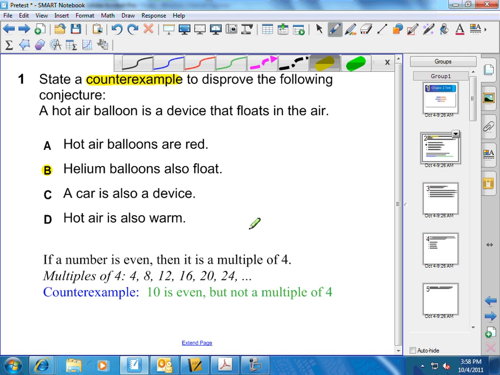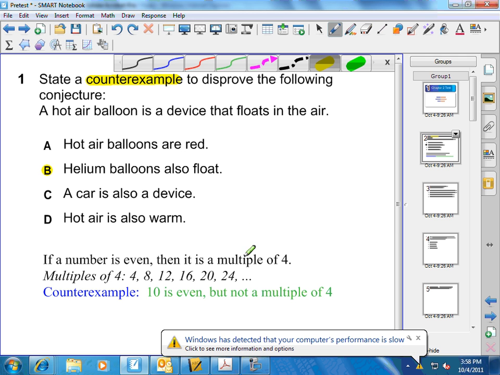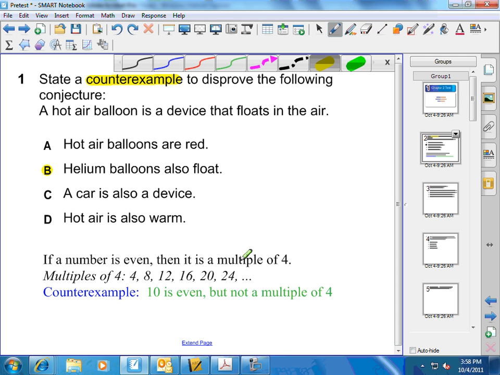If a number is even, then it is a multiple of 4. So there's your conjecture. If a number is even, it is a multiple of 4. Okay, what are multiples of 4? 4, 8, 12, 16. They're the products of numbers that have been multiplied by 4. Okay, so is that a true statement? Can you think of an example where that is not true? Okay, so here's a counterexample.